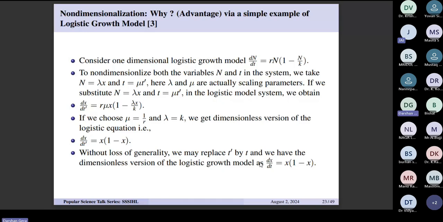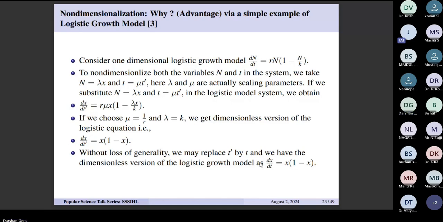Now you see how many parameters are here? r, mu, K, lambda. Four parameters are here. So I will make this differential equation parameter free. We choose mu equal to 1 by r.